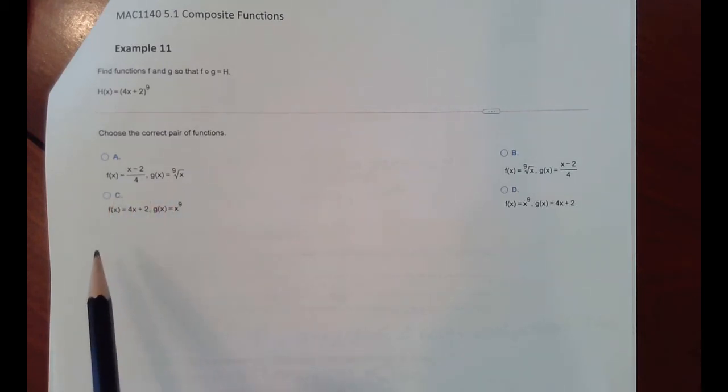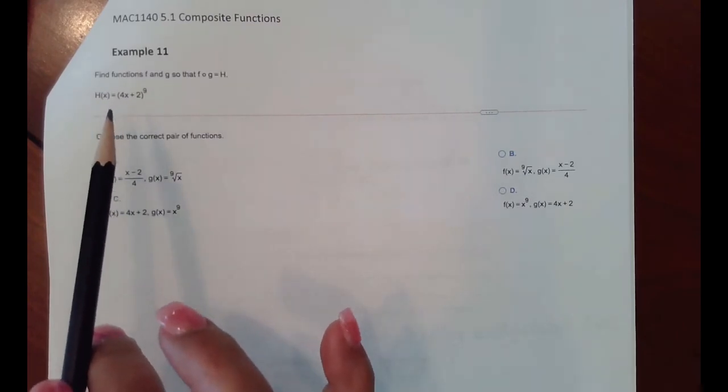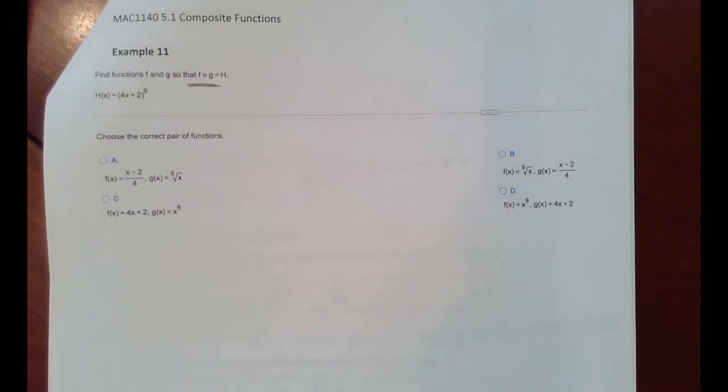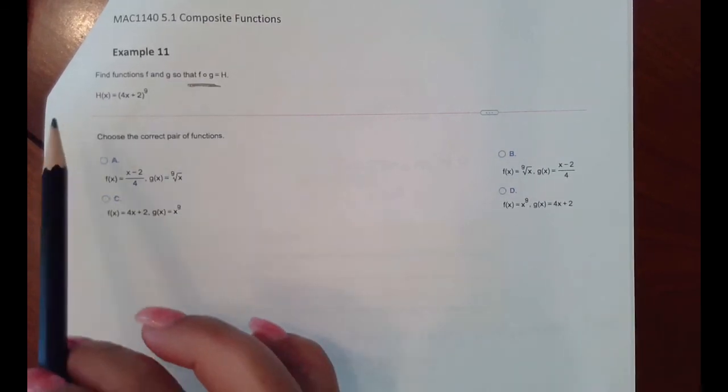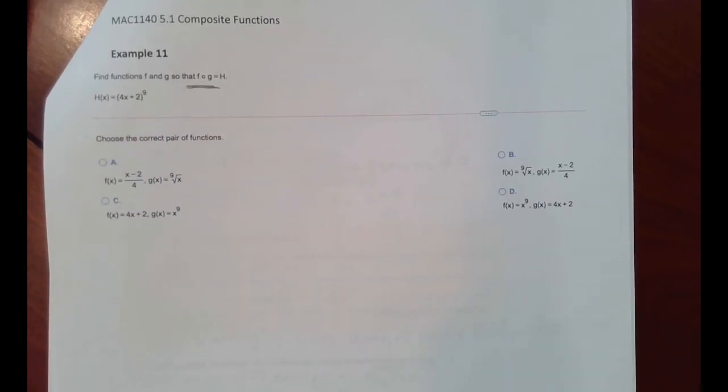An f and a g here, an f and a g here, an f and a g here. And they want to know which 2 functions in choice A, B, C, or D would result in this composition if you're doing f composed of g. Okay, now you can try all of them if you want. Sometimes you can tell visually how it would be possible to get (4x plus 2) to the 9th power. You can still show something no matter what.